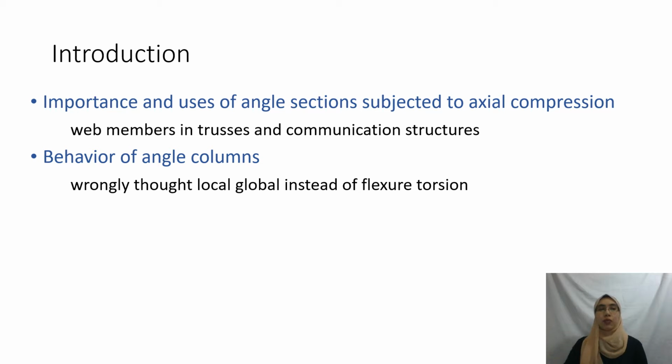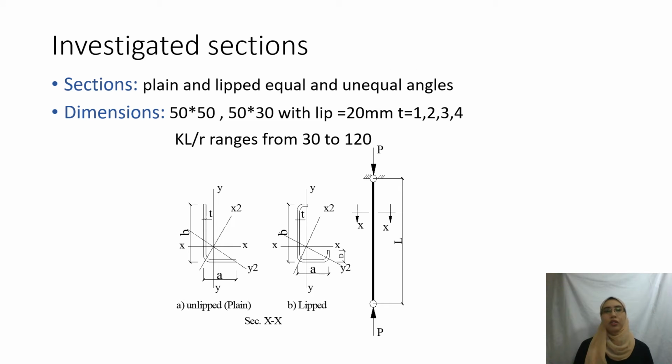It was prevailing that angle columns buckle in local, global, and local-global interaction. The columns were therefore designed based on the local-global interaction, which was later shown to be untrue. Angle sections, plain and lipped, equal and unequal, are examined in this paper, with angle dimensions 50 by 50 and 50 by 30 for plain angles, with lip depth 20 mm for lipped angles, with thickness ranging from 1 mm to 4 mm, and slenderness ratio ranging from 30 to 120.